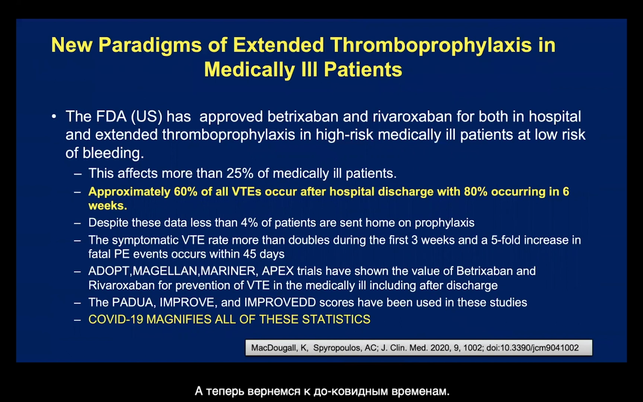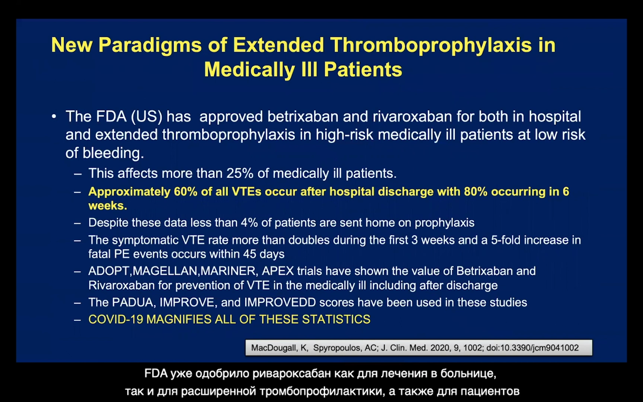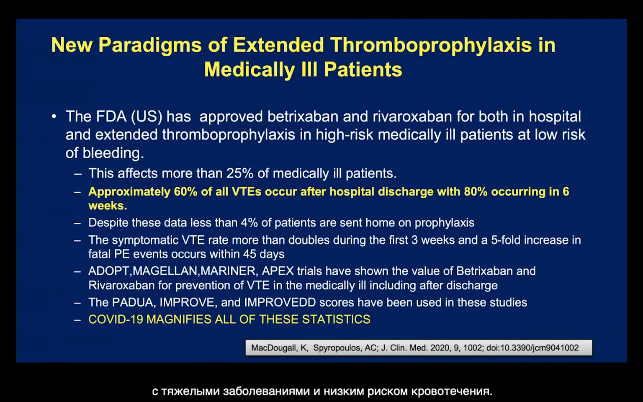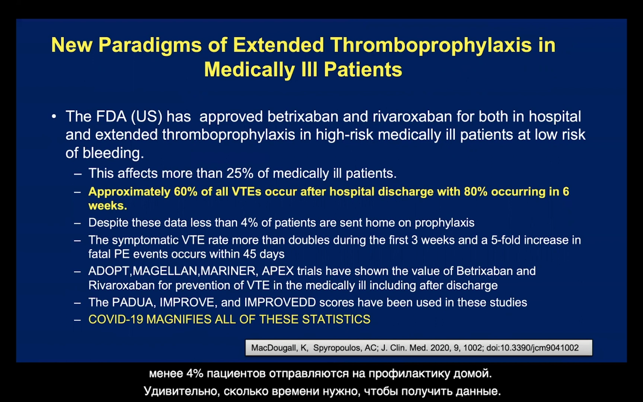Now let's go back before COVID-19. The FDA had already approved betrixaban and rivaroxaban for both in-hospital and extended thromboprophylaxis in high-risk medically ill patients at low risk of bleeding. This affects more than 25% of all the medically ill patients, and they judged in this analysis that approximately 60% of all VTEs occur after hospital discharge, with 80% occurring in 6 weeks. Sound familiar? Despite these data, less than 4% of patients are sent home on prophylaxis. Amazing how long it takes to get data out there.